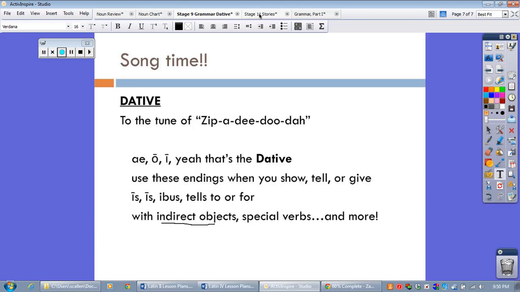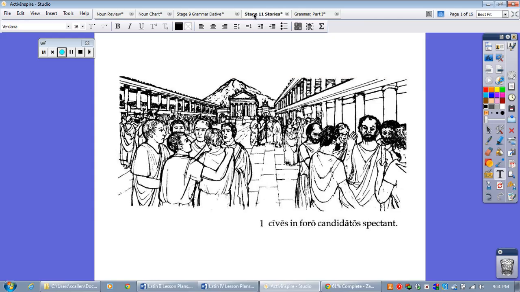Okay, think about that last line, with indirect objects, special verbs, and more. When we look at these sentences, these come from stage 11, which I believe was the last stage that you guys did last year. Now, oh, this is a nice little bromance here, hand on shoulder. Look at this guy right over here. He's got a beard. And if you didn't figure it out, people with beards in our stories are usually not good. Usually criminals or fall-down drunks or something like that.